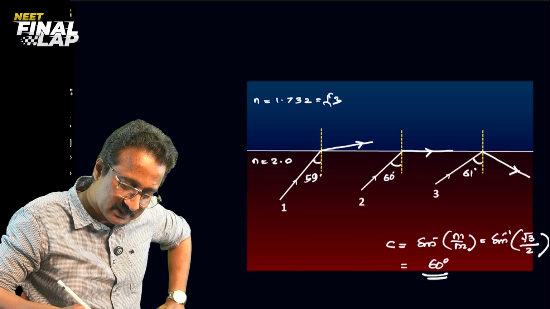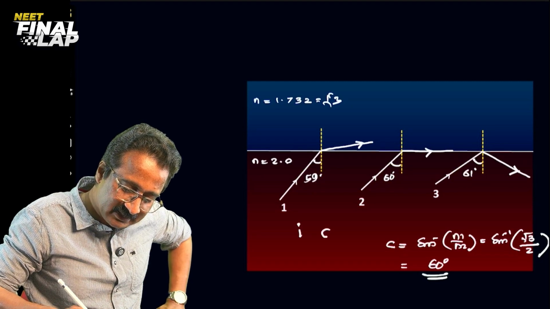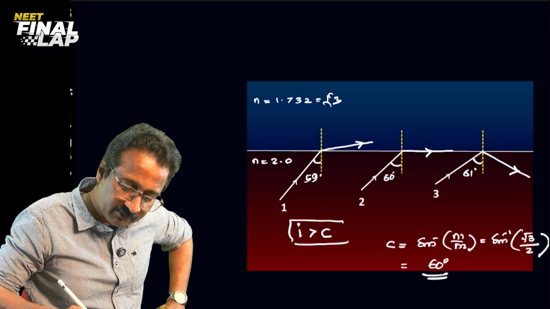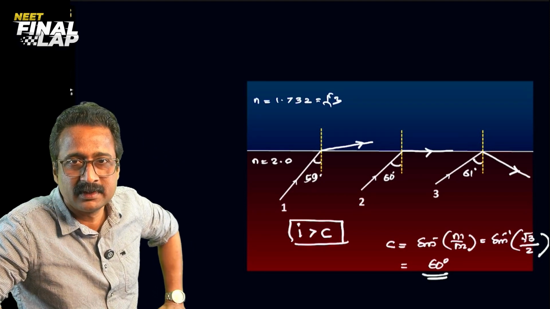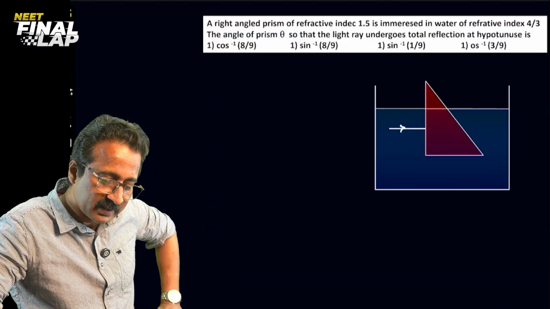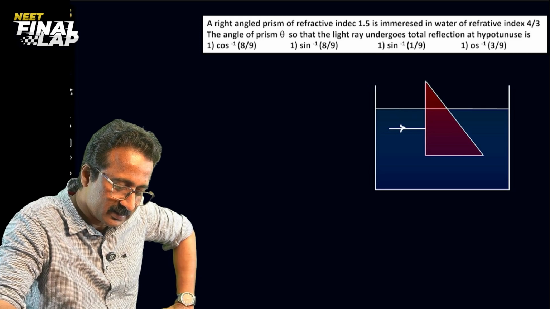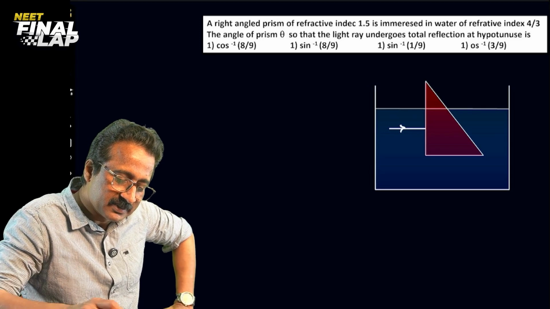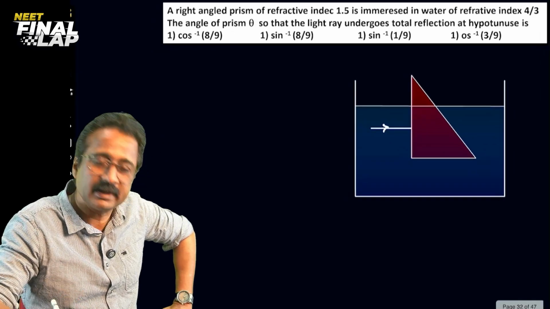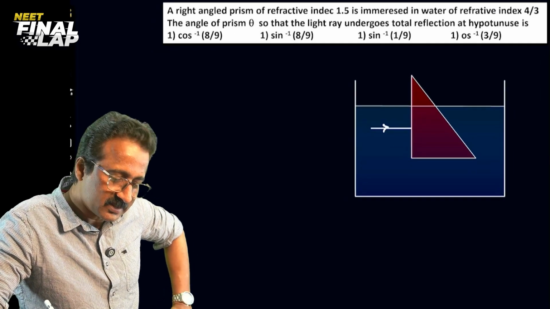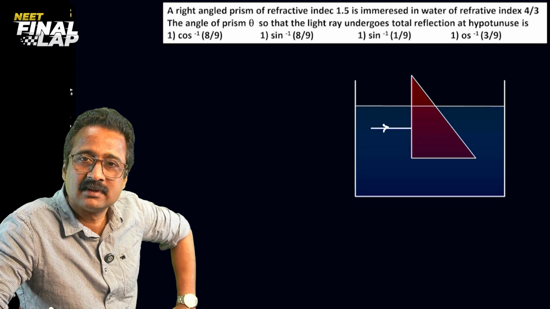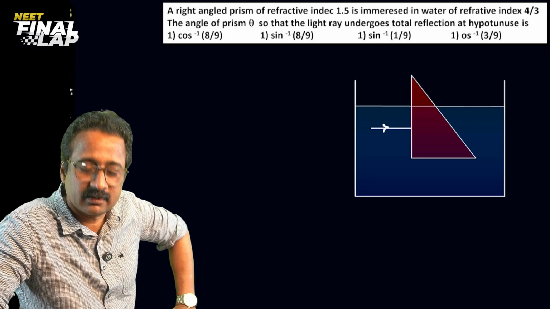So the condition is this: if I is the angle of incidence and C is the critical angle, then I must be greater than C for total internal reflection to take place. That's the condition for total internal reflection. Okay, let us get into one numerical question now based on critical angle and total internal reflection. A right angle prism of refractive index 1.5 is immersed in water of refractive index 4/3. The angle of prism theta so that the light ray undergoes total reflection at the hypotenuse is. This question is based on total internal reflection.